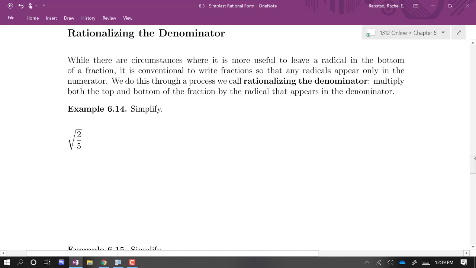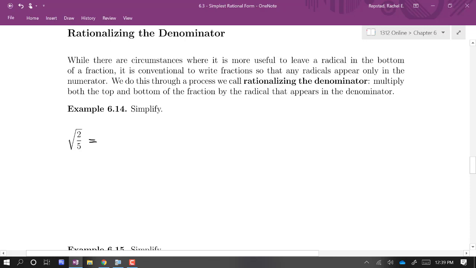Alright, now we're going to rationalize some denominators. There are some circumstances where it's useful to leave a radical in the denominator of a fraction. It's not very conventional to write fractions that have radicals in the bottom, and usually if something's in simplest radical form, that means we eliminate radicals from the denominator. We call this process rationalizing the denominator, and the technique is really quite simple.